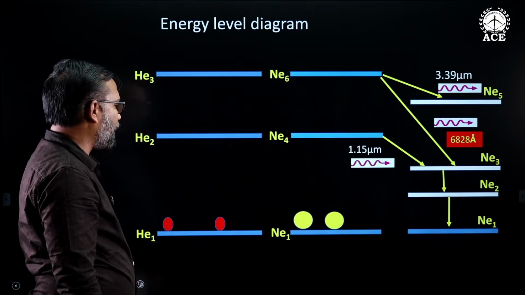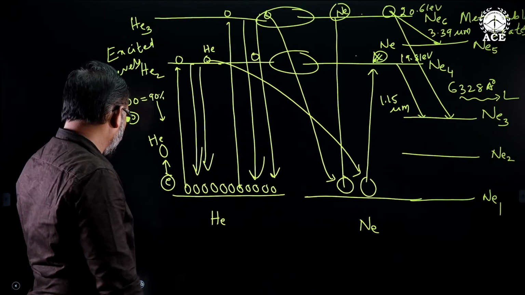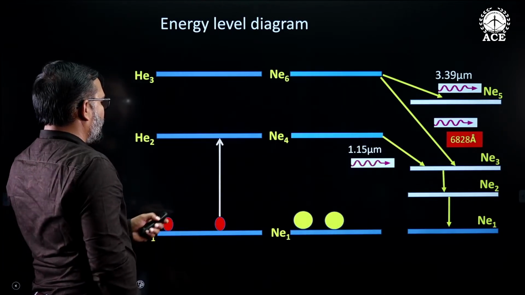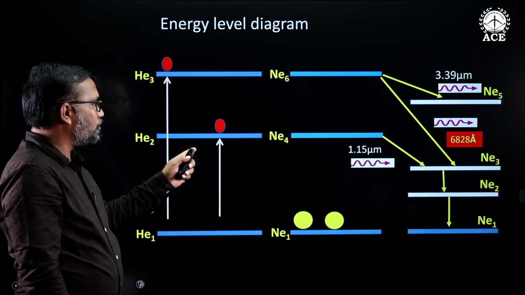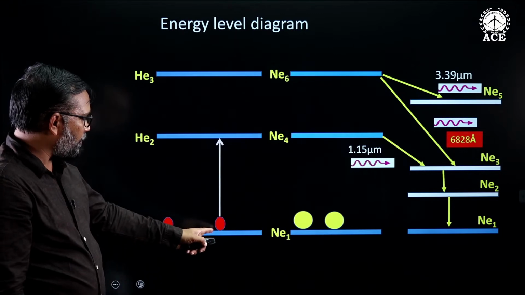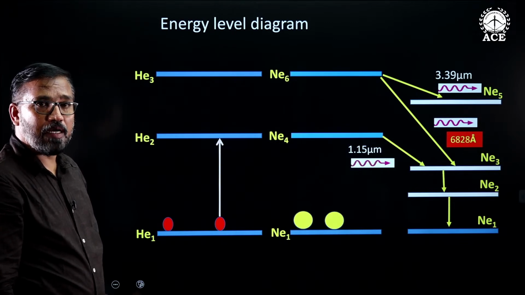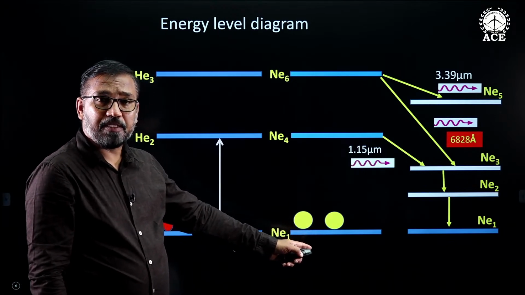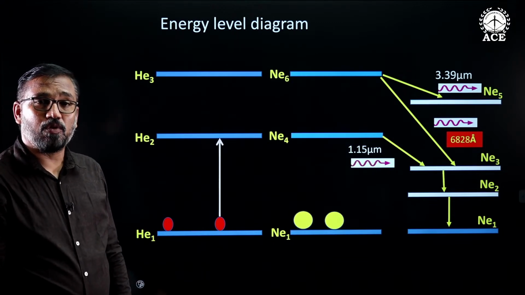So here are the helium atoms. These helium atoms will excite to this level, and this helium atom will excite to this level. See one more time: this helium atom is exciting to the helium-2 level because of collision with electrons. Sir, collision is taking place with the neon atom also, right? The neon atoms also experience electron collisions because they are also present in the tube. So why are they not getting excited due to the collision of electrons?